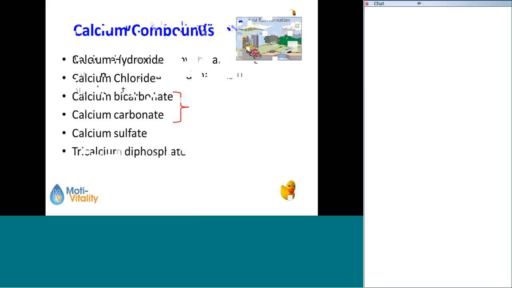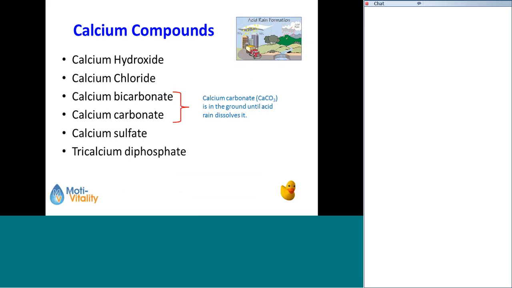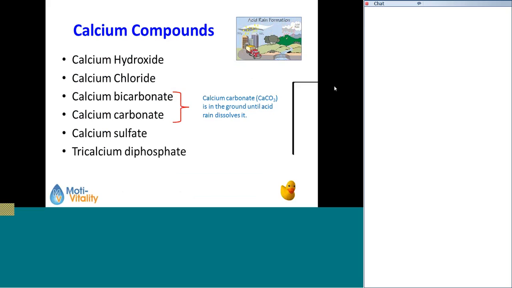Remember last week, we talked about how water evaporated as part of the hydrologic cycle and went up into the atmosphere, and it collected carbon dioxide and became a little acidic, and it came down to the earth, and you have calcium carbonate, CaCO3, which is in the ground. That's the rock, until the acid rain dissolves it. When it's dissolved in the water, it's calcium bicarbonate. That's the dissolved hardness, or the dissolved rock in the water. That's also known as temporary hardness.